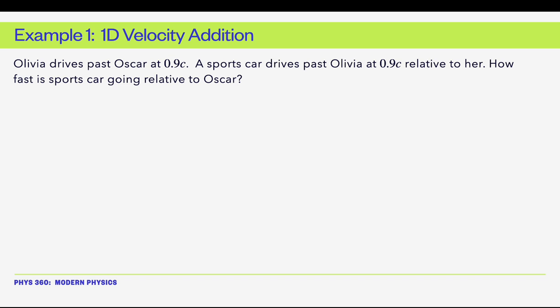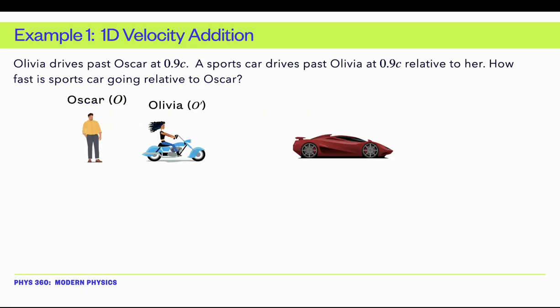Okay, here's a simple example. Olivia drives past Oscar at 90% the speed of light. A sports car drives past Olivia at 90% the speed of light relative to her. How fast is the sports car going relative to Oscar? So the first question is who wants to be the primed frame and who wants to be the unprimed frame? It doesn't matter.